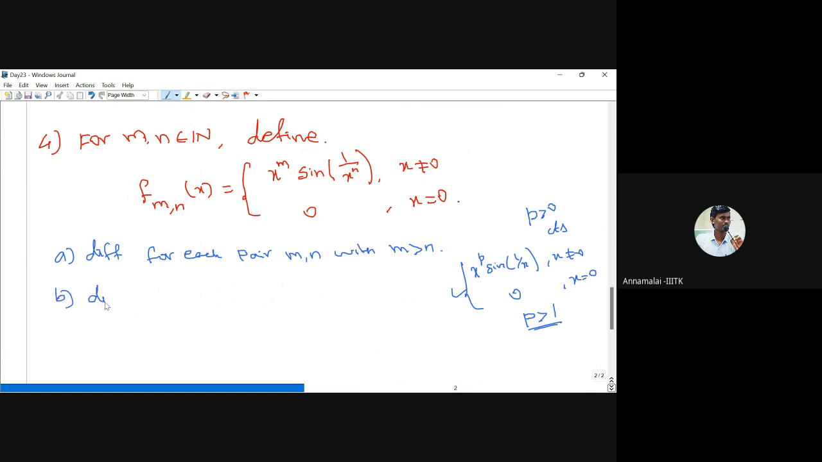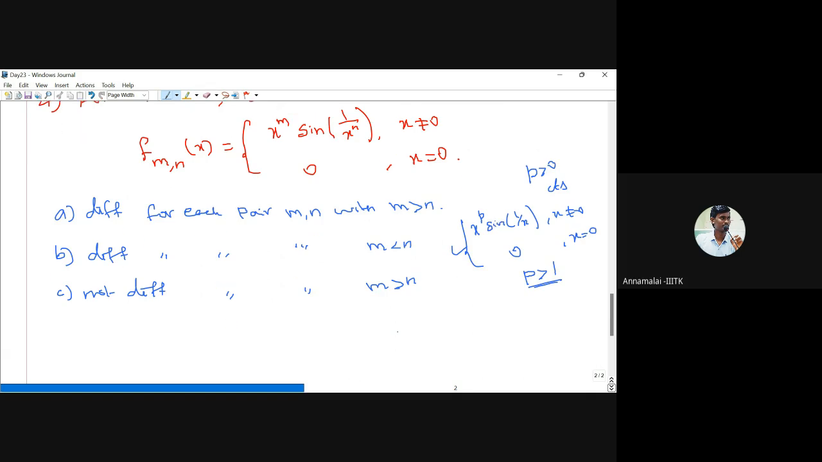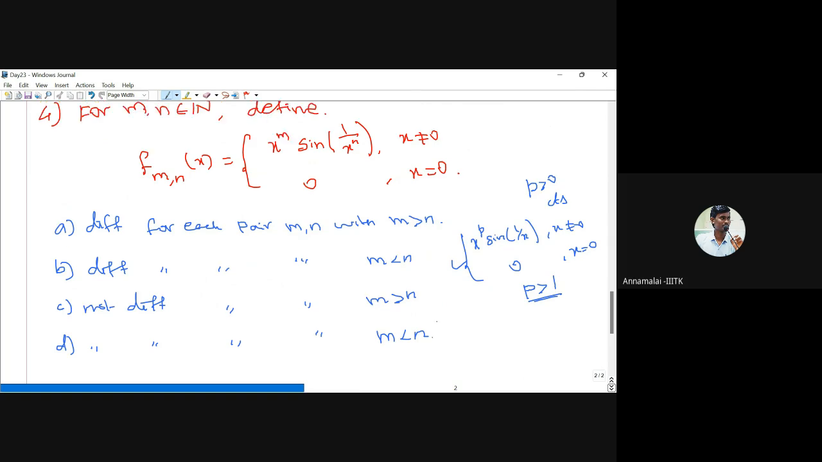The second is differentiable for each pair m comma n with m less than n. And the third option is not differentiable for any pair of integers m comma n with m strictly greater than n. Again the same thing, but m is strictly less than n: not differentiable for each pair m, n with m less than n. Now tell me which one is correct.